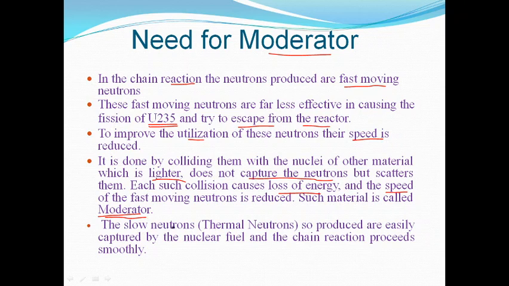And these slowed down neutrons are often called thermal neutrons because they have energies in the order of the room temperature energy, and these can easily be captured by the nuclear fuel and the chain reaction will continue smoothly. So this is the purpose of a moderator, in order to slow down the fast moving neutrons and hence to carry out the nuclear fission process.